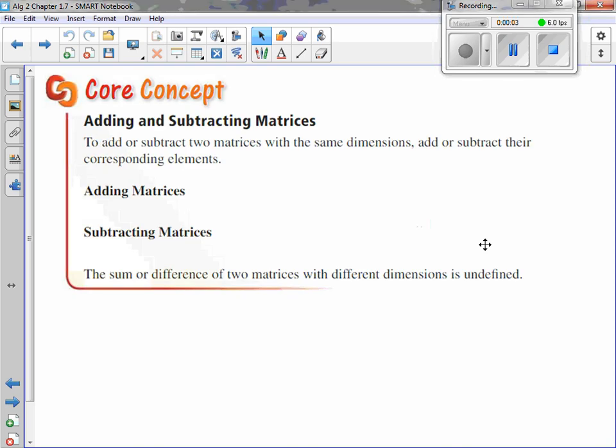So what we're doing today is we are working with matrices. Okay? So we did some stuff with matrices yesterday, didn't we?